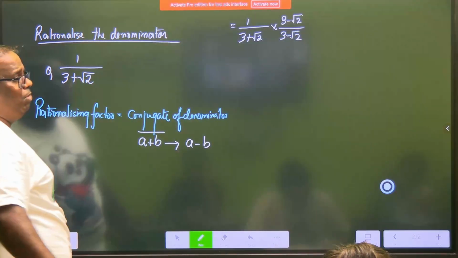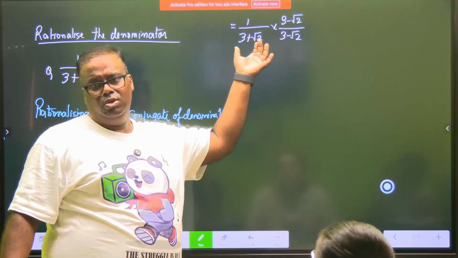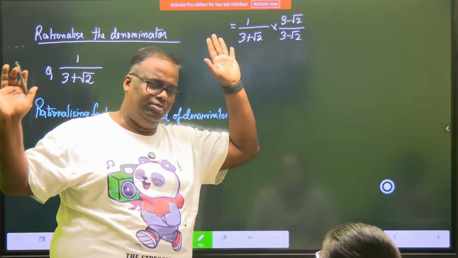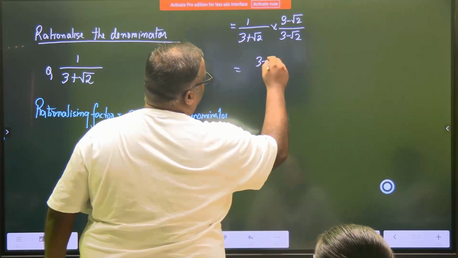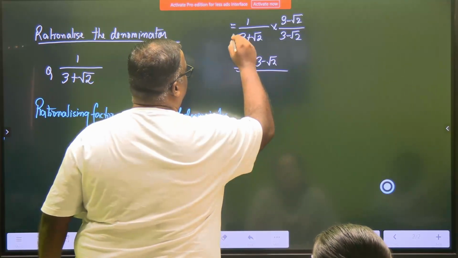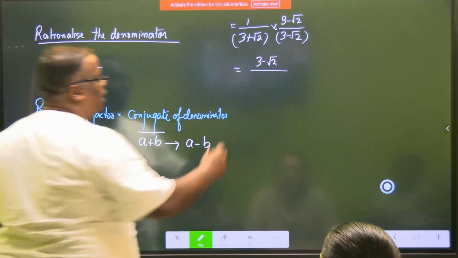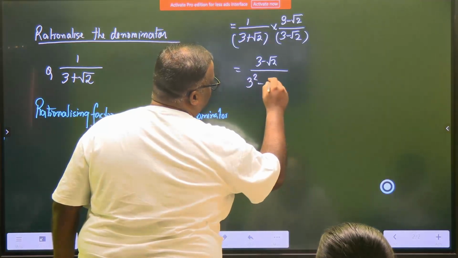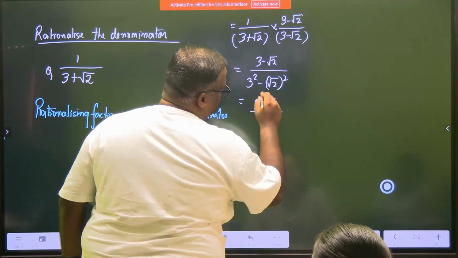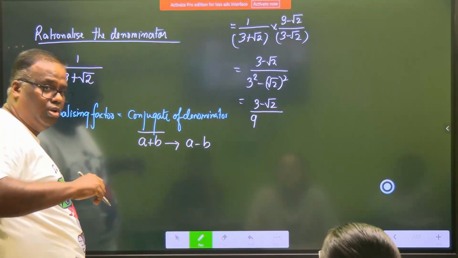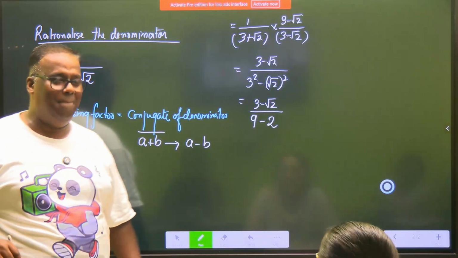Children, just don't follow blindly. Keep in your mind, what is your target? Your target is to rationalize this. Once the denominator becomes a rational number, life is good. We don't want anything more than that. So at the top, it becomes 3 minus root 2. Now the bottom is something like grade 8, a plus b multiplied by a minus b, which is the factorization formula of a square minus b square, which gives you 3 square is 9 and root 2 square is 4. No, sleeping. Root 2 square is 2, not 4.